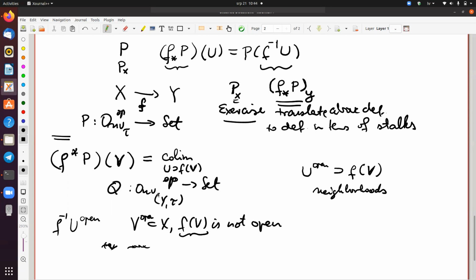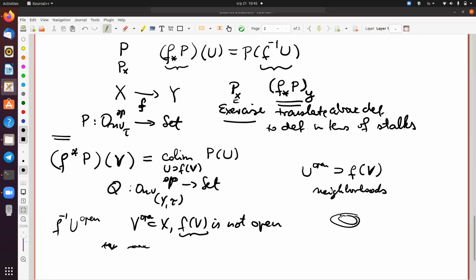Because F of V can be anything, but around every point you have open sets, so about everything you have a neighborhood. And so I take the co-limit over all of this, and I take P of U. So if the map F would be open, then of course V is its own neighborhood, and it's at the end of this filtered system of neighborhoods.